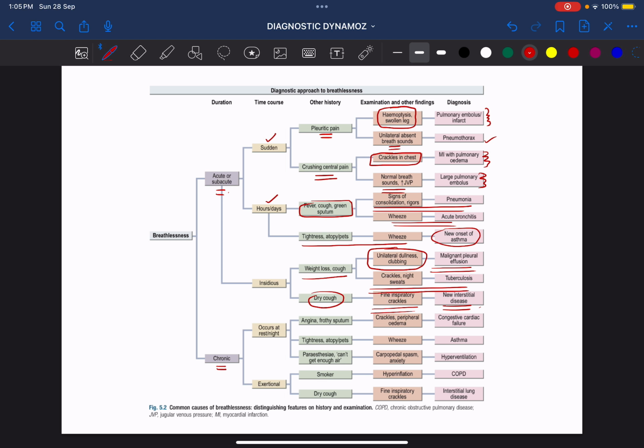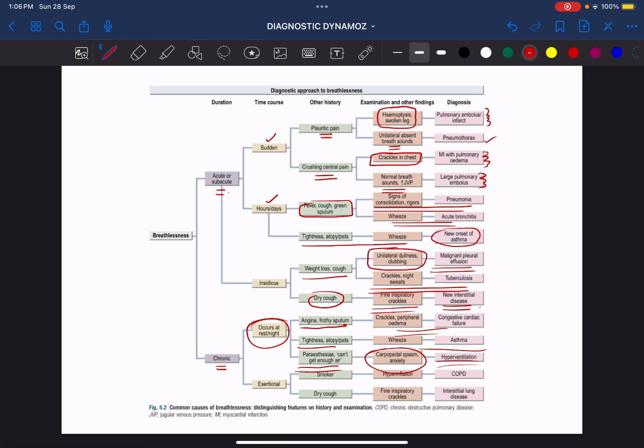Then coming to the chronic etiology. Angina, frothy sputum occurring at rest or at night, again remember crackles, congestive cardiac failure. Frothy sputum means the patient may end up in heart failure anytime and may die because of pulmonary edema. And again, tightness, asthma. Acute exacerbation of chronic asthma is acute onset breathlessness, whereas usually asthma is a chronic etiology. And again, paresthesia, can't get enough air, carpopedal spasm, anxiety, hyperventilation: the patient will be having hypocalcemic tetany and will be gasping for air.